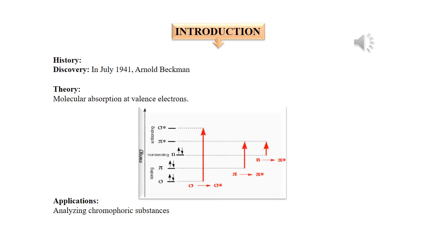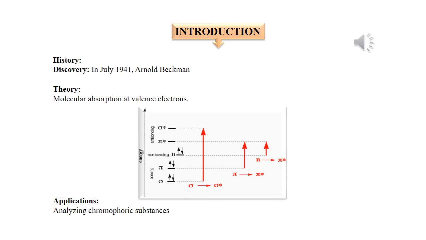The main theory of UV visible spectroscopy is molecular absorption at valence electrons. Valence electrons here indicate bonding and non-bonding electrons present in the molecule. Under types of spectroscopy we have discussed that UV visible spectroscopy comes under molecular absorption spectroscopy. So absorption takes place by the whole molecule, at valence electrons. Valence electrons are bonding and non-bonding electrons. In the diagram it is depicted as bonding and non-bonding electrons.